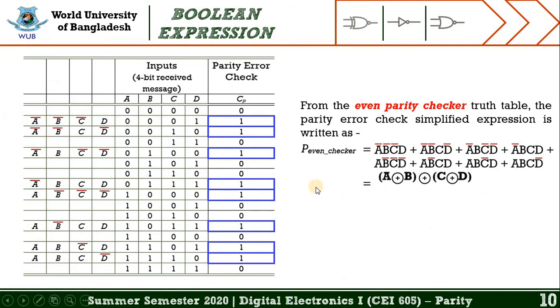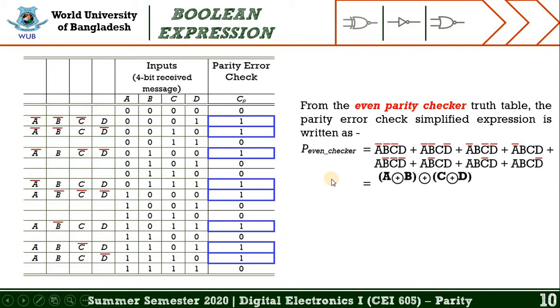From this slide you may learn the Boolean expression of the even parity checker. If we look at the truth table in this slide, and consider the first 1 at the parity error check, which has 4 inputs, the values of the 4 inputs are 0 0 0 1. For this combination we can write not A, not B, not C, and D. In this way we can write the rest of the ones as follows.